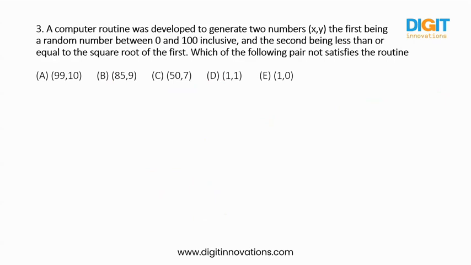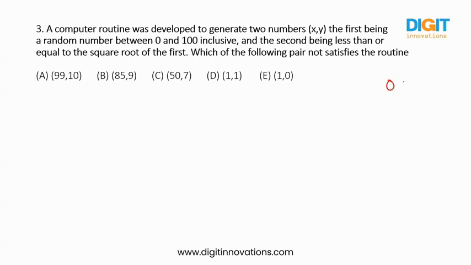Next one: a computer routine was developed to generate two numbers x, y, the first being a random number between 0 and 100 inclusive, and the second being less than or equal to the square root of the first. Which of the following pairs does not satisfy the routine? So there would be x and y values, and the first value would be between 0 and 100. We don't know what that number is, but it would be between 0 and 100.